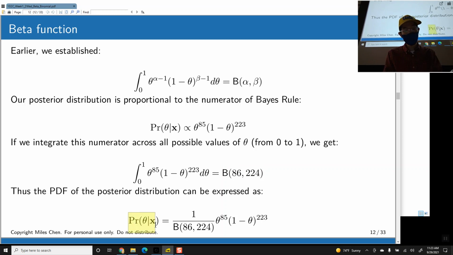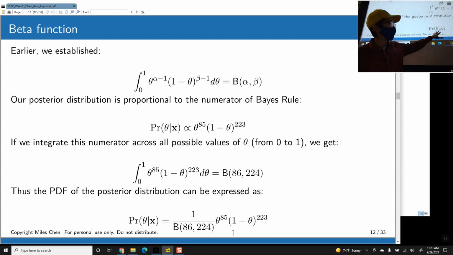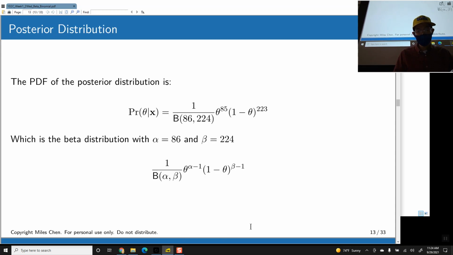And so therefore the posterior distribution, after combining everything, right, we know it's proportional to this, the posterior distribution normalized is this, okay? It's going to be exactly equal to this, all right? And what is this? This 1 over beta of 86, 224 times theta to the 85 times 1 minus theta to the 223, this is exactly equal to the beta distribution with shape parameters 86 and 224.